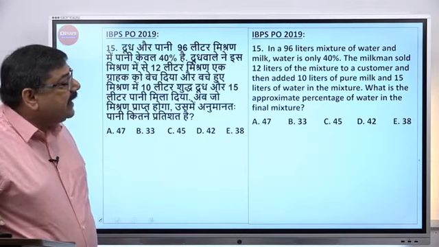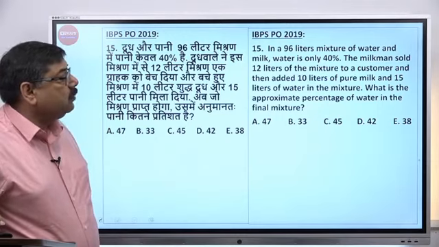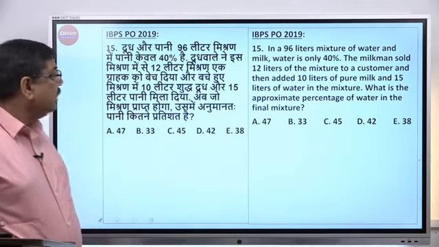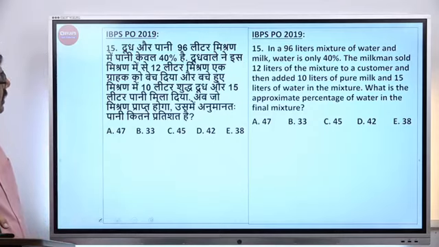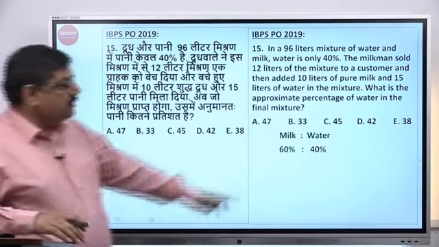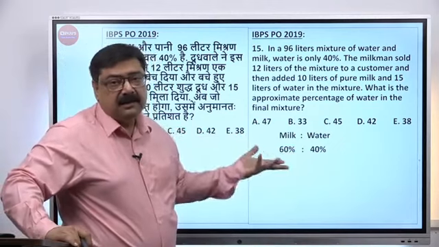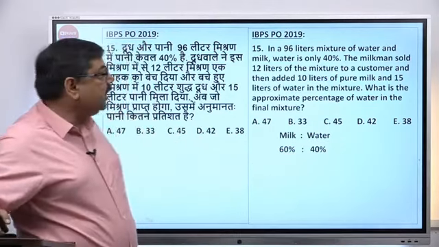In a 96 liters mixture of water and milk, water is only 40%. Now we know that it is already given to us. If water is 40%, then milk will be 60%. That's what we will write immediately.